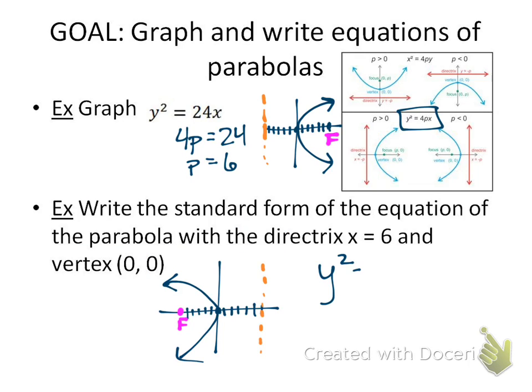So this last one, if I have y squared equals 4px and the P value comes from how far and what direction the focus is from the vertex. Since the focus is -6 from the vertex, I'm going to have -6 as my P. Y squared equals -6. No, -24x.